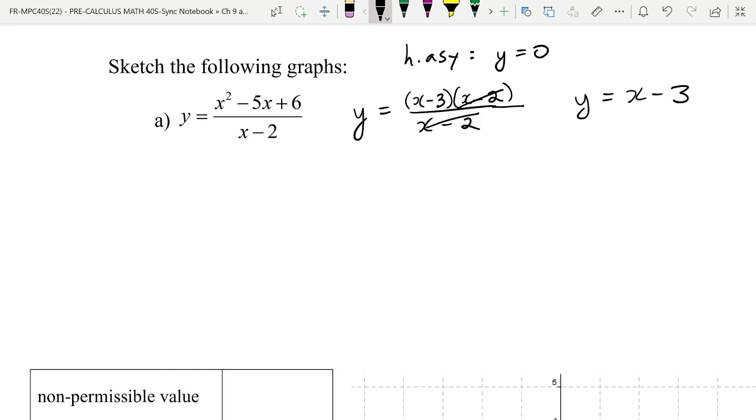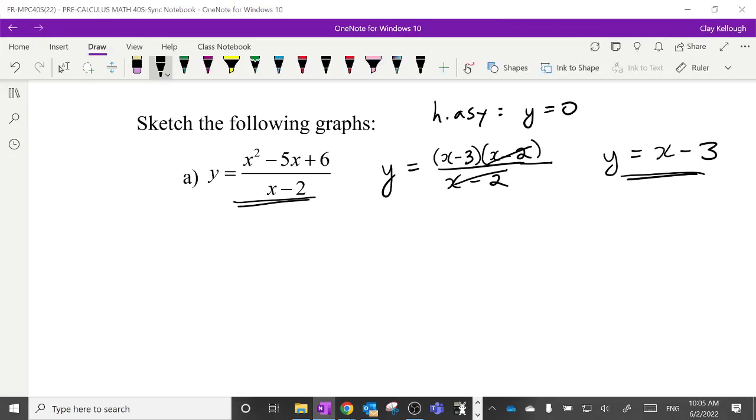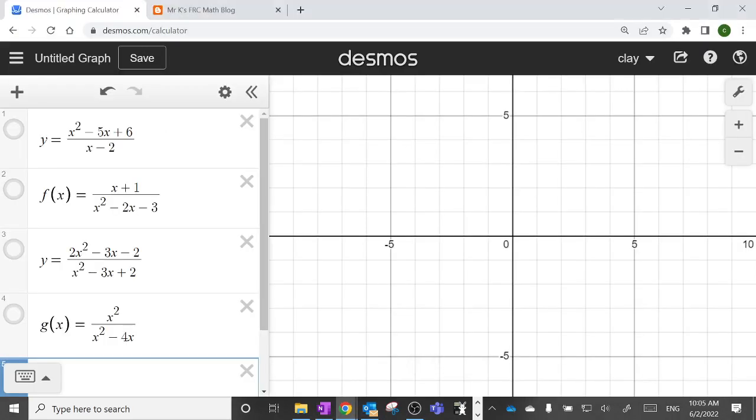Why would I have an asymptote? This thing should behave exactly like y equals x minus 3, right? This is equivalent to that. They should be the same graph. You know what? I think I'm going to explore that. I'm going to go over to Desmos here. I think I have a Desmos open. I do. Let's just make sure that we're right about this.